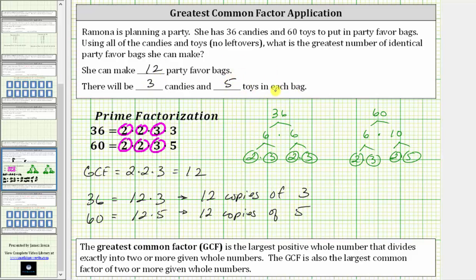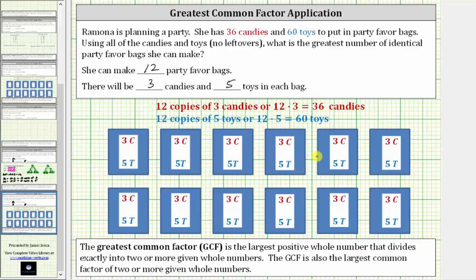Let's model this before we go. Again, because the greatest common factor of 36 and 60 is 12, we have 12 identical party favor bags. And because 36 is equal to 12 copies of 3, notice each of the 12 bags has 3 candies. And because 60 is equal to 12 copies of 5, each party favor bag will have 5 toys, which we can see here. Notice how we have a total of 12 times 3 are 36 candies, and 12 times 5 are 60 toys in the 12 identical party favor bags.